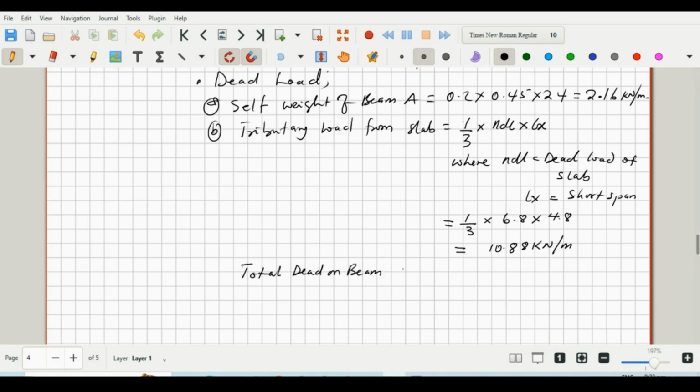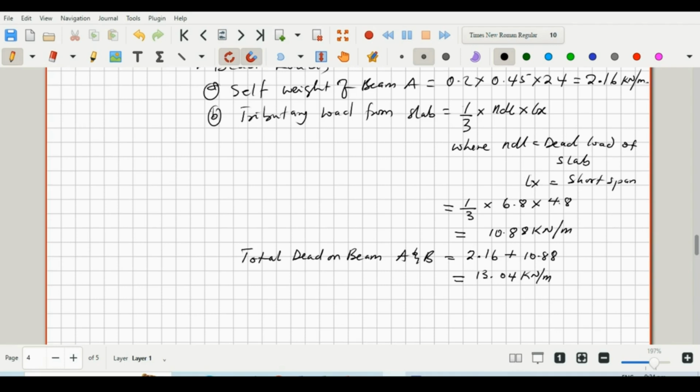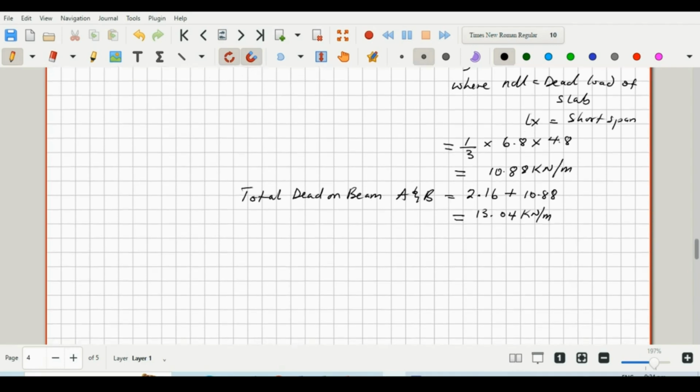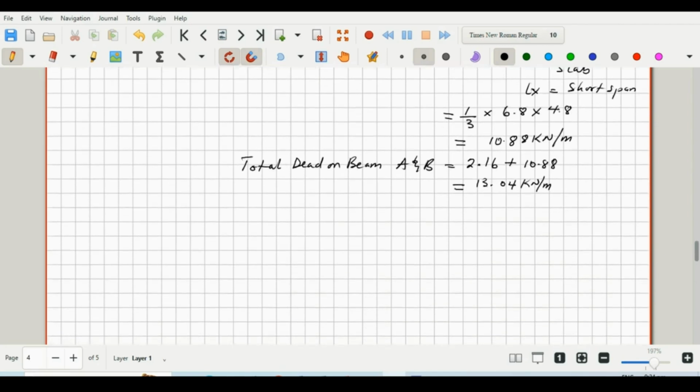Okay, so the total dead load on beam A and B will be the self weight of the beam plus the tributary load from the slab, so 2.16 plus 10.88, and that will give us 13.04 kilonewton per meter. Great. So we've been able to calculate the dead load acting on beam A and B. We'll now move on to calculate the life load. So that will be step 5.